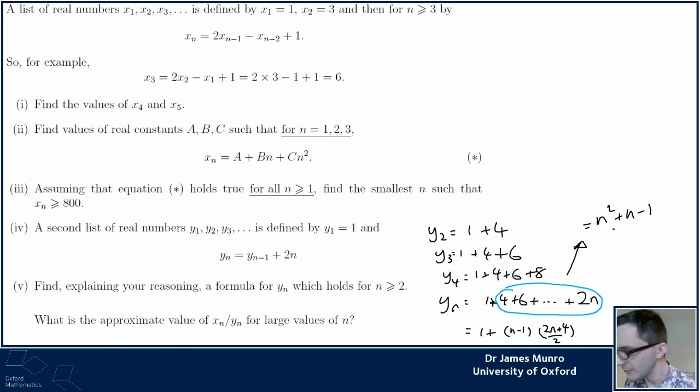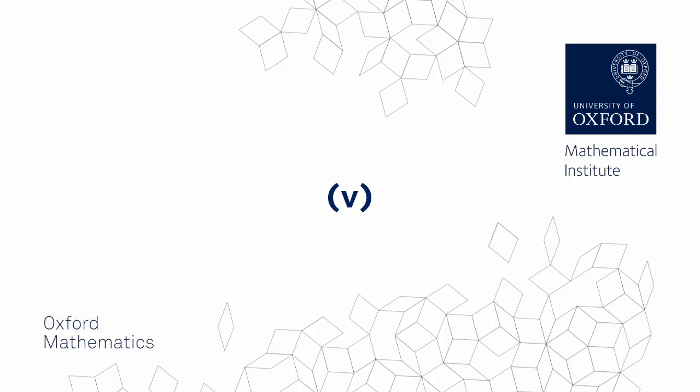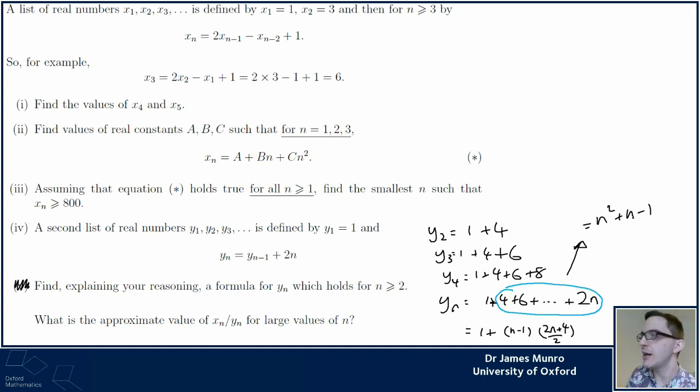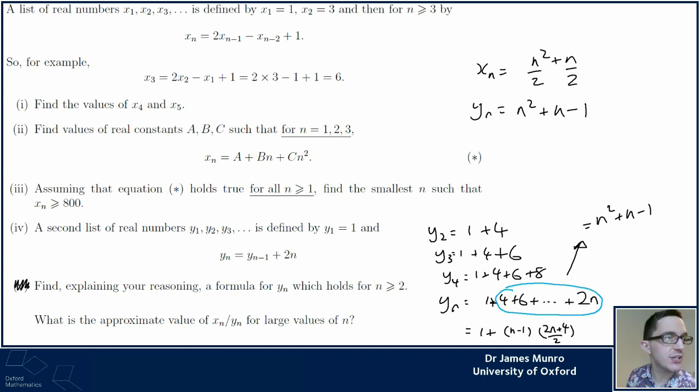Okay, multiplying out some brackets. Okay, so now we've got xn is equal to (n squared plus n) over 2, yn is equal to n squared plus n minus 1, and there's this last part of the question to say what's the approximate value of xn over yn when n is very large.